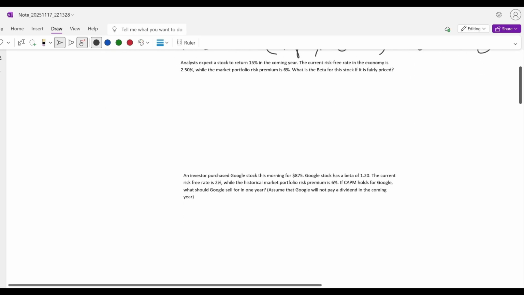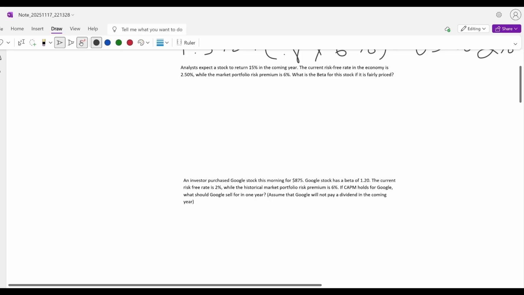All right, sweet. So we are moving along now, let's hop into number 2. So analysts expect a stock to return 15% in the coming year. The current risk-free rate in the economy is 2.5%, while the market portfolio risk premium is 6%. What is the beta for this stock if it's fairly priced?